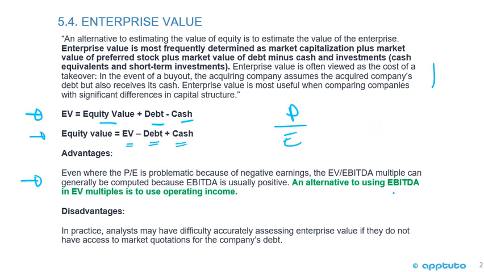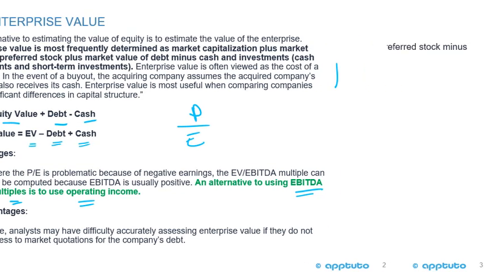An alternative to using the EBITDA in EV multiples is to use the operating income, okay? The disadvantage is that in practice, analysts may have difficulty accurately assessing enterprise value if they do not have access to market quotations for the company's debt.